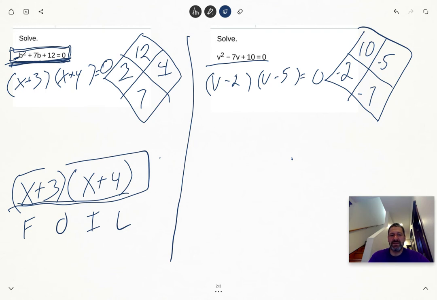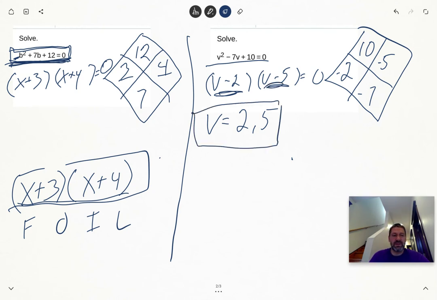But again, that's not the solution. It would be v equals 2 using the zero product property because we want to get that term equal to 0. And v equals 5 because we want to get that term equal to 0. And going back to this first problem over here, the solution would not be 3 and 4. It'd be negative 3 because that's what makes this 0, and negative 4 because that's what makes that 0.